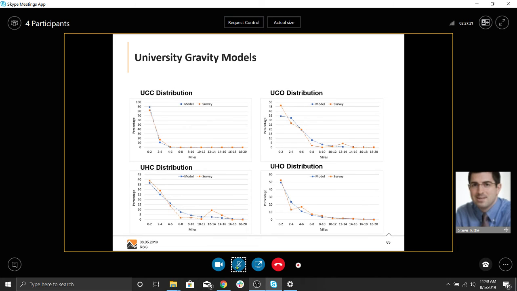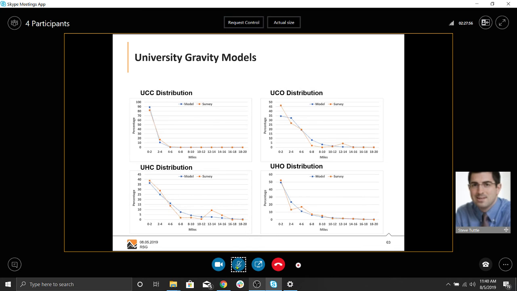So the results, a few things to note here. The results don't immediately look as clean as the resident trip length frequency distributions. This is for a few reasons. One is here we're using simple gravity models, whereas for the resident models, we use destination choice models, which have more variables and can get a better fit. The other is the survey data itself.